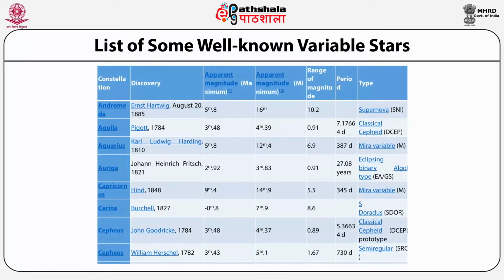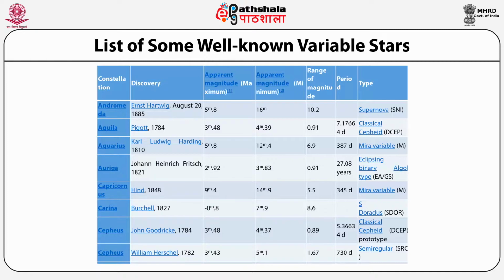So, we should know some classification of these variable stars. We have here a list of some well-known variable stars. The list is not exhaustive but has been included to appreciate the discovery of variable stars through the course of human history. In the given table, we have seven rows. In the first row, we name the constellation. In the second row, we name the discovery, the name of the person who discovered it, and also the date when it was discovered.